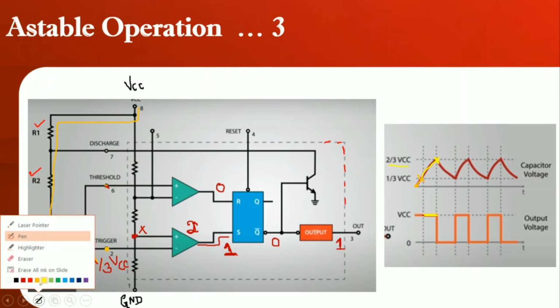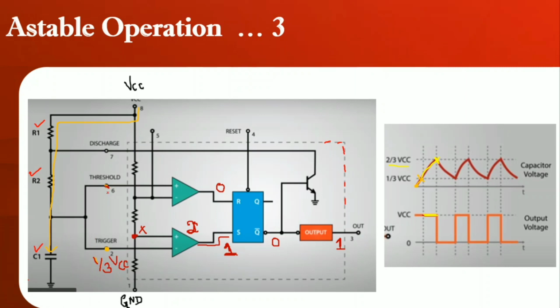Once it attains the charge 2 by 3 times of VCC, at pin number 6 you will be having 2 by 3 times of VCC. Now this is compared with the other 2 by 3 times of VCC. So now the output of comparator 1 will be equal to 1. Here it is not valid, because this comparator has already done its job.